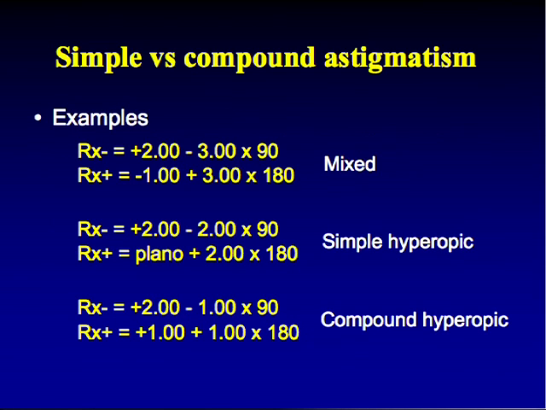So we can look at a couple of examples. Here's a patient. We write out the prescription. Here it is in plus cylinder notation. We write it out in minus cylinder notation. You see this one's going to be a plus and a minus on the power cross, so that's mixed astigmatism. This is going to be a plus and a plano on the power cross. That's simple hyperopic. Those are both plus, so that's compound hyperopic.